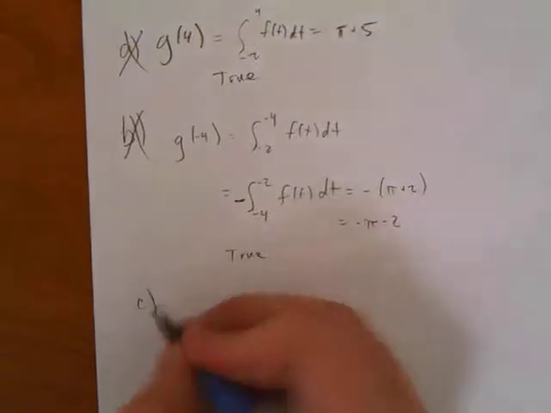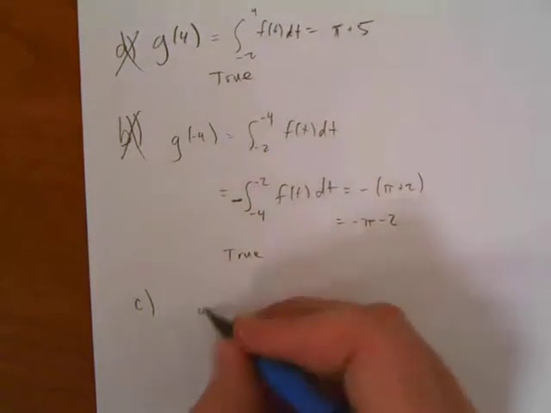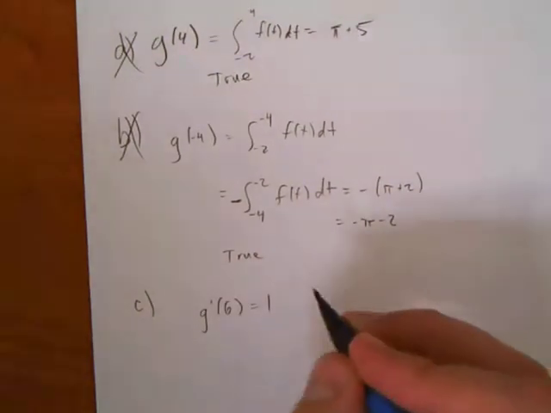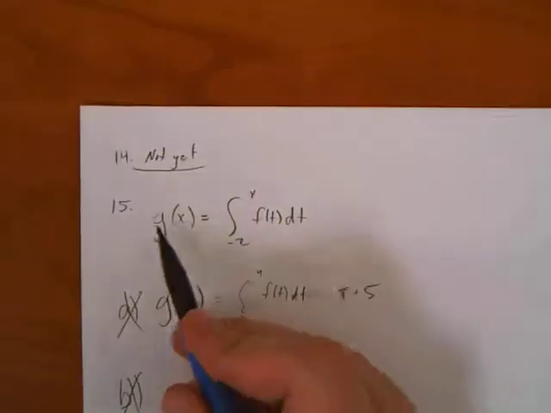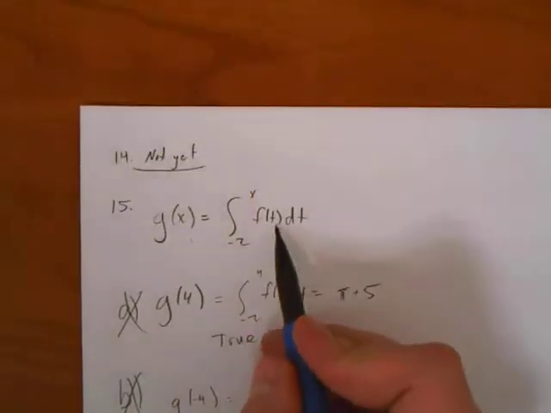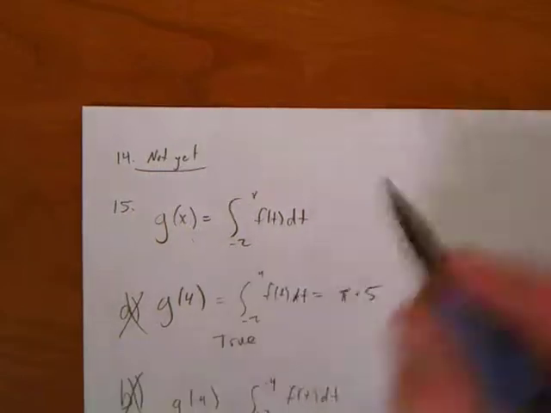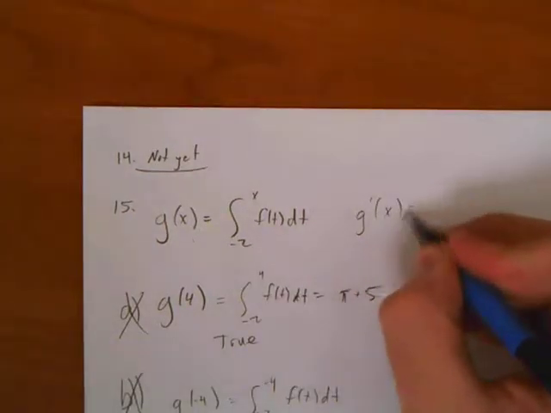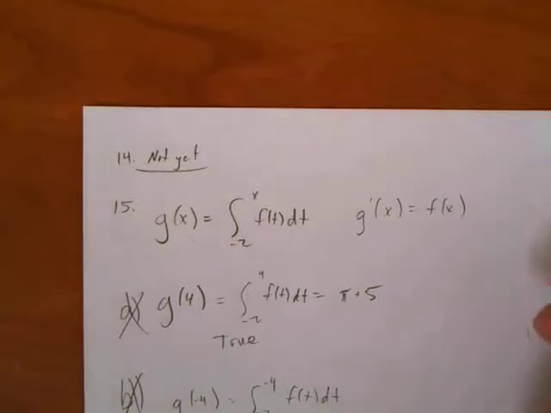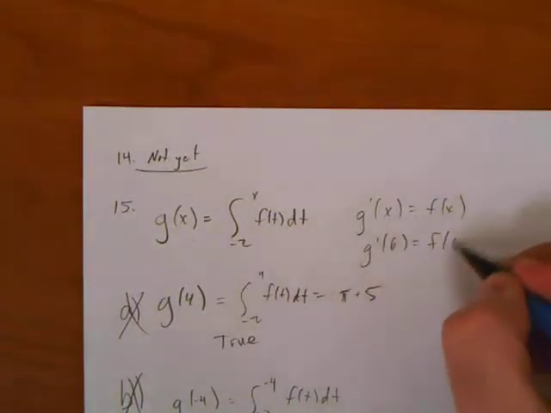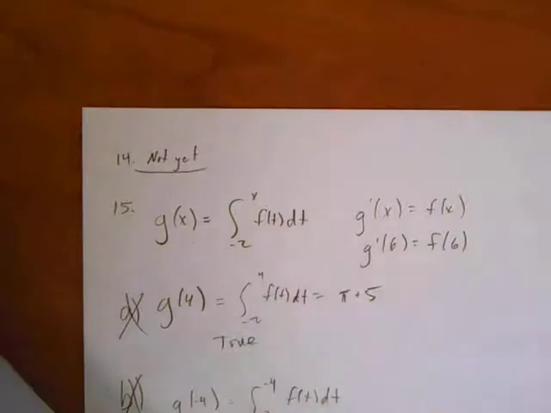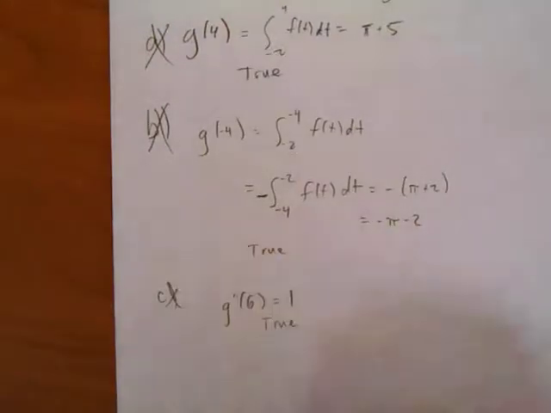Now we go to C. G prime of 6 equals 1, they say. Well, if g of x is the antiderivative of f of t, then g prime of x is actually just going to equal f of x. And that's the little graph that we have. So g prime of 6 is just going to be the value of f at 6. And if you look at f at 6, it has a value of 1. So this is true. So we don't want C either.